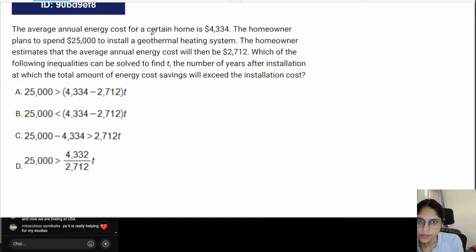Now, the average annual energy cost of a certain home is $4,334.